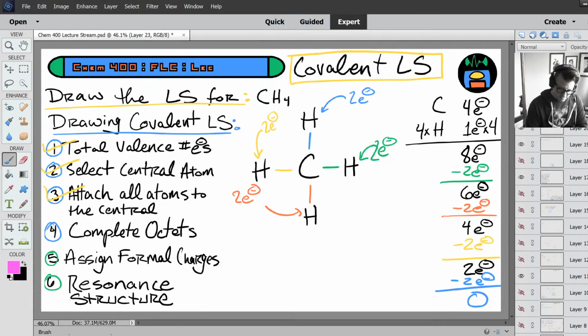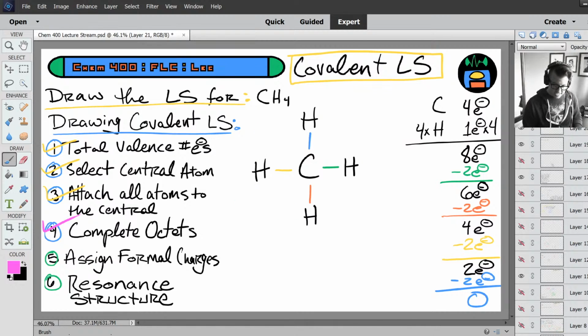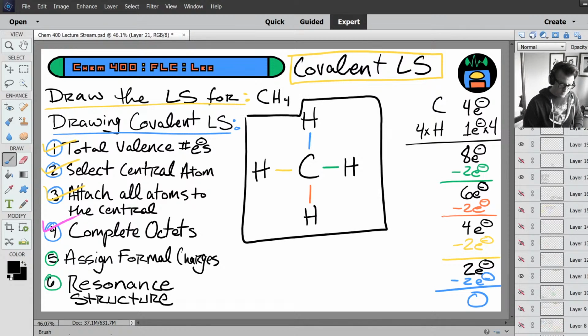So, whoops. Oh, lame. Here, let me redraw that over here. Eight electrons. So every element in this molecule has a complete octet, which means that our job is done here. This is the Lewis structure for CH4. That is the answer. All right. That is a covalent Lewis structure for methane.